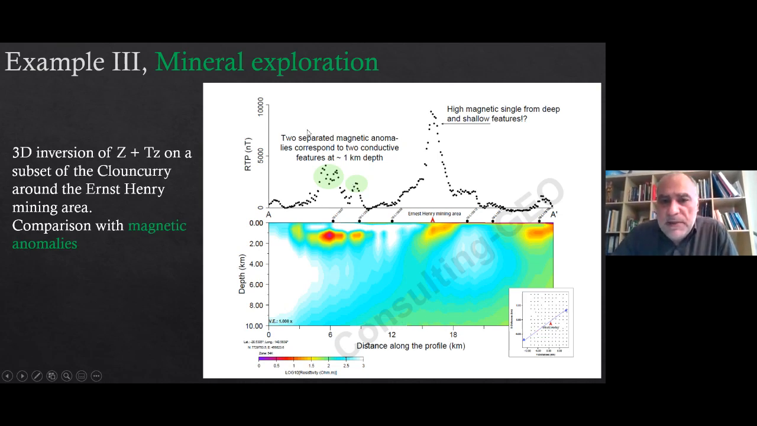Besides that, we observed some conductive anomalies where we have these magnetic anomalies in the magnetic maps, and they really correlate very well with these two blobs in the electrical conductivity model.